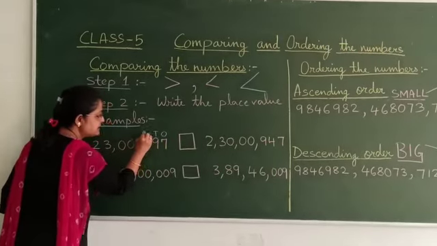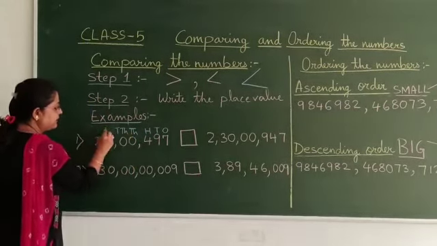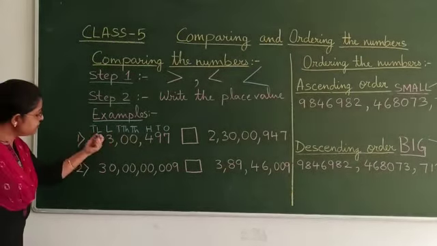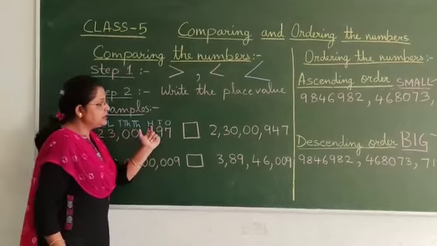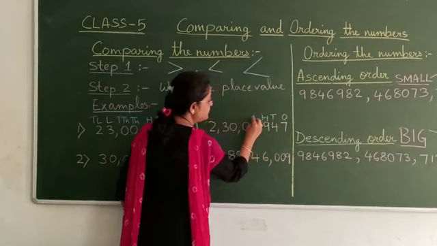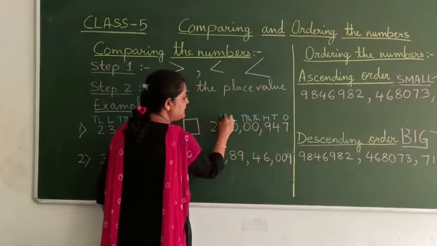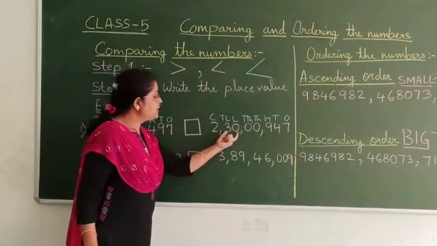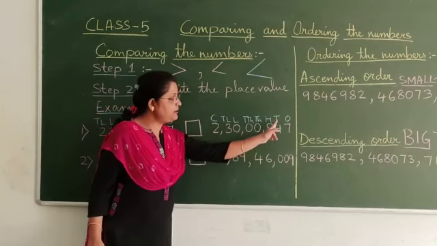Ones, tens, hundred, thousand, 10,000, lakh, 10 lakh. Now you need to read the number. It is 23 lakh, no thousands, 497. The other side, in the same manner: ones, tens, hundred, thousand, 10,000, lakh, 10 lakh, crore. So here you have 2 crores, 30 lakhs and no thousand but 947.